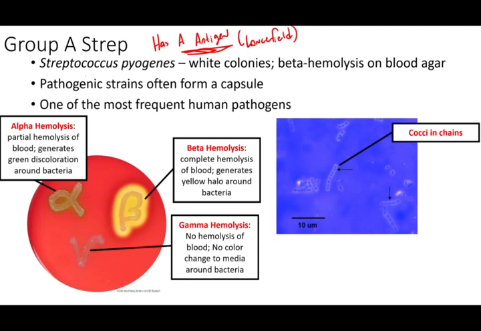It also has a certain look under the microscope, as we said. So they're going to be cocci in chains. So this is what they look like. And then when they grow, they have a certain characteristic as well. When we incubate and culture them, they're going to have white colonies, and they're going to exhibit this pattern on what's called a blood agar.